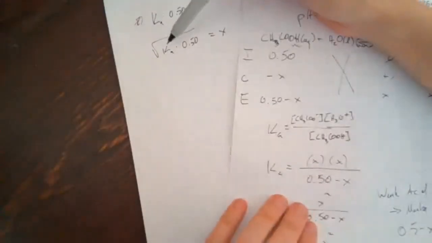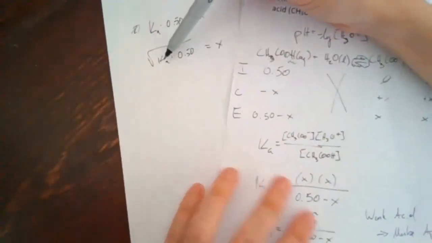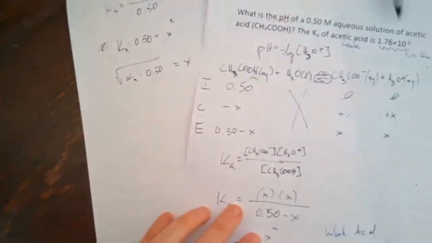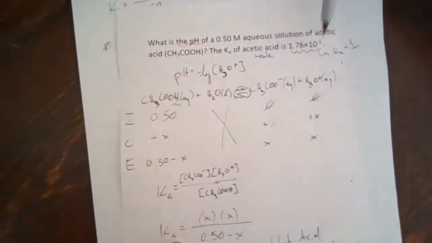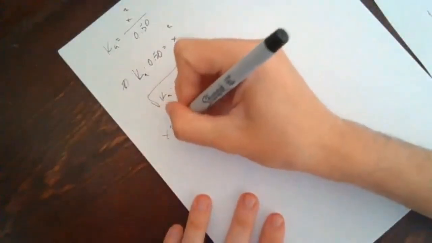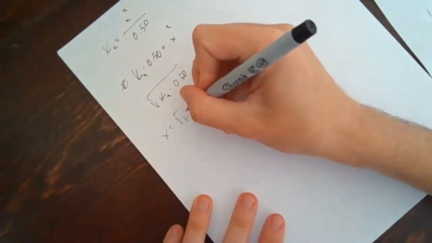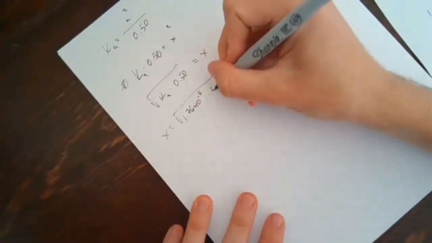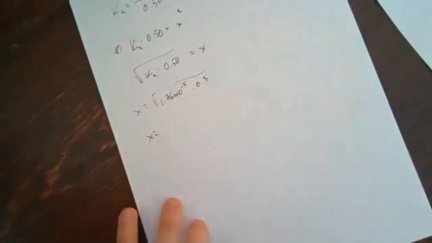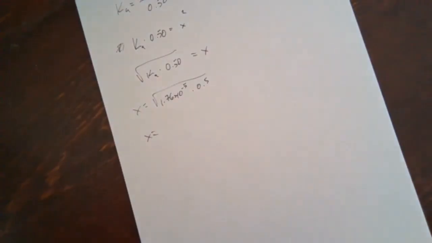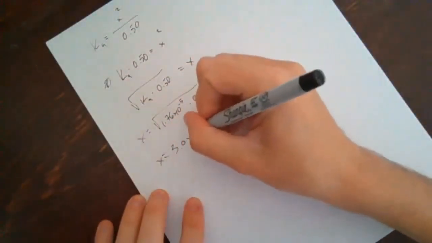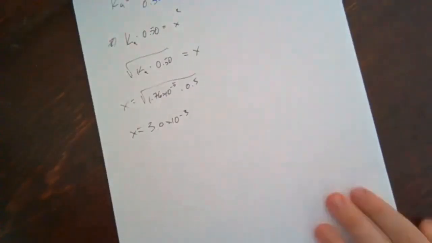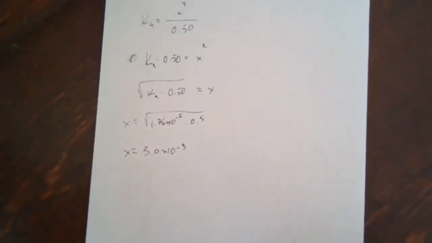And Ka, if we were told it was acetic acid, remember the value for that dissociation constant just corresponds to the identity of the acid. We're also given it in the problem, 1.76 times 10 to the negative fifth. So we can plug that in. X is the square root of 1.76 times 10 to the negative fifth times 0.5. If we do the arithmetic, we get 3.0 times 10 to the negative third. Which is great. We've got an answer for x.